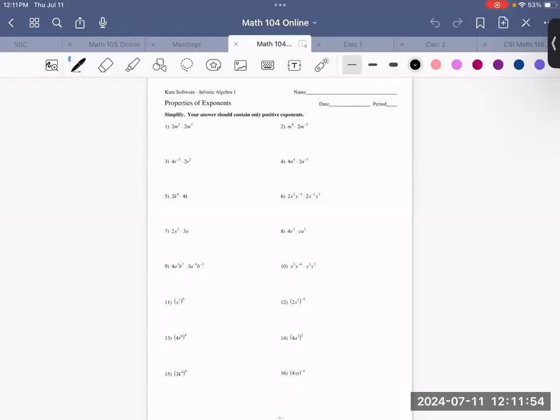Here we have some properties of exponents. This is just a quick worksheet where you can work out some of these quick problems. I will attach these in the worksheet module, and this one is just called the property of exponents.